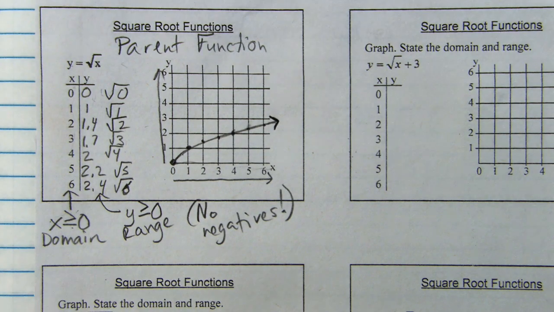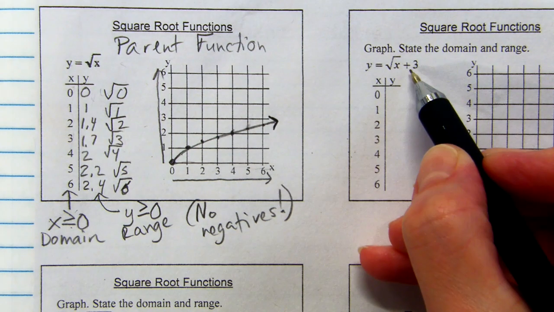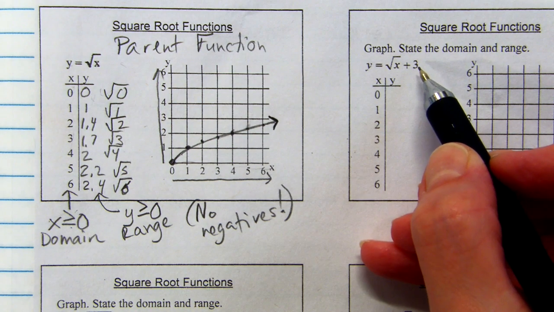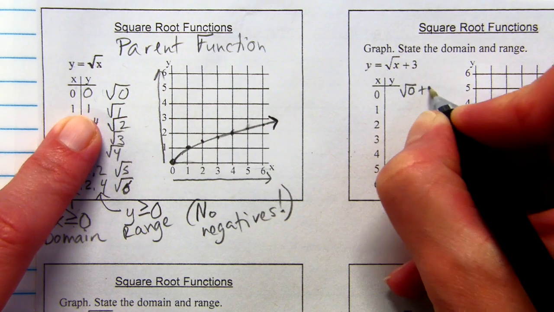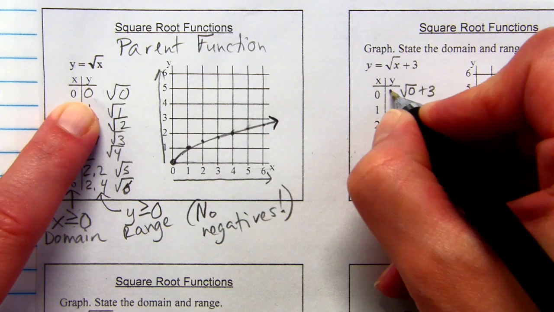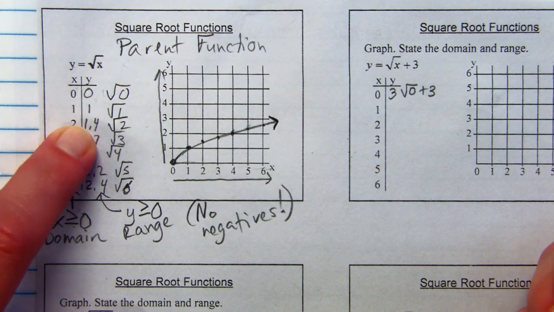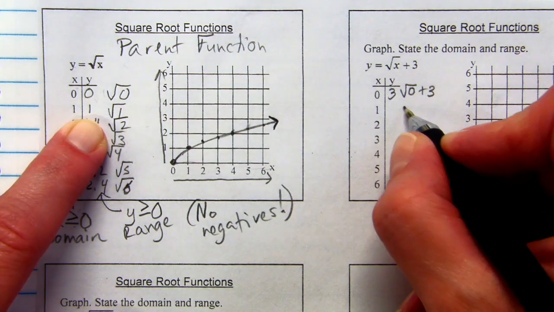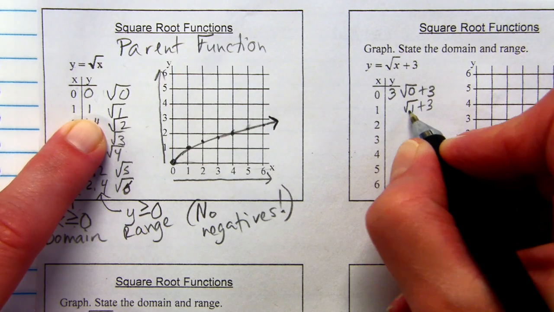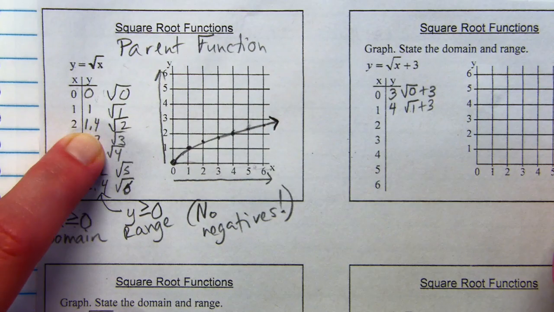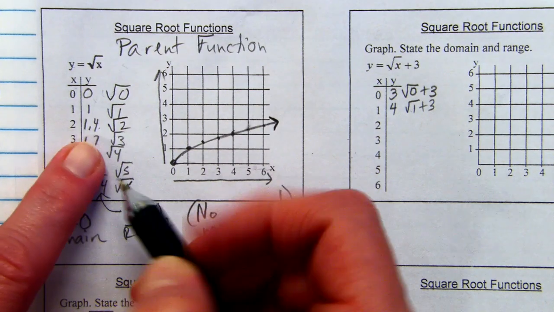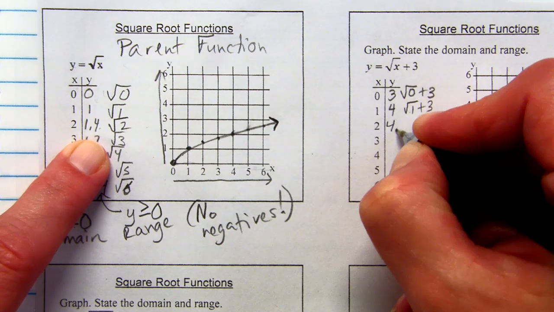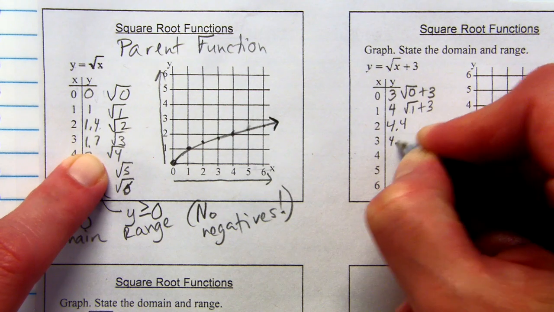Okay, so we're going to see what happens when we manipulate this equation a little bit. So when I come over here and add 3, basically what that means is I'm taking the square root of 0 and adding 3. So that's just 0 and I'm adding 3, so it's a 3. And then we got 1, 1. It's the square root of 1 plus 3, so 1 plus 3 is 4. And then basically I'm just adding 3 to each of these answers.